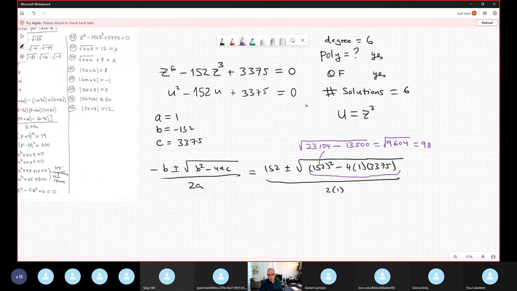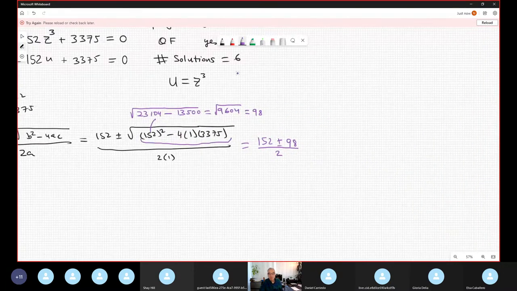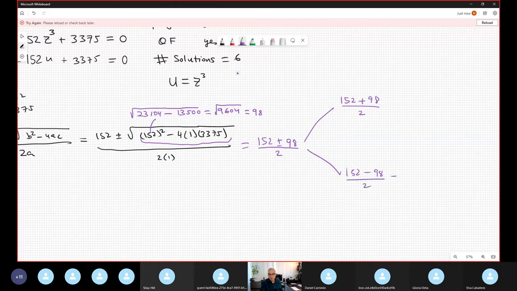So far we have 152 plus or minus 98, divided by 2. You split it in two parts: 152 plus 98 divided by 2, and 152 minus 98 divided by 2. 152 plus 98 is 250, and 250 divided by 2 is 125. Remember, this is not the final answer, it is the u value. And 152 minus 98 is 54, and 54 divided by 2 is 27.